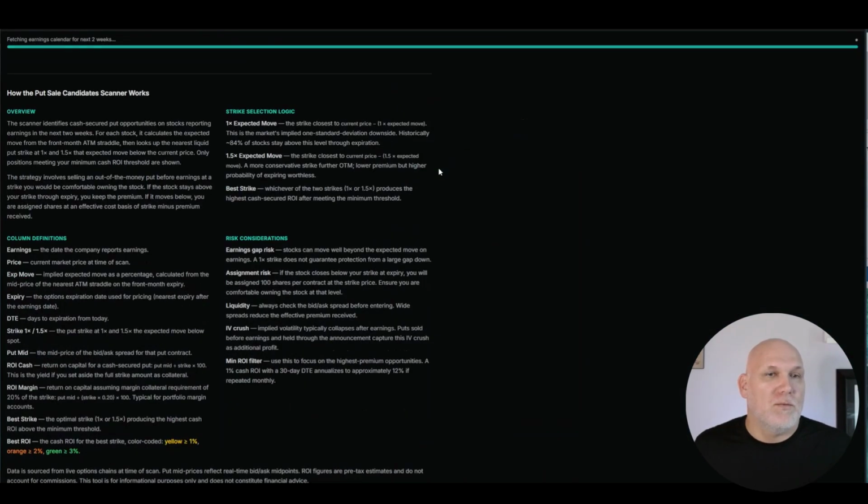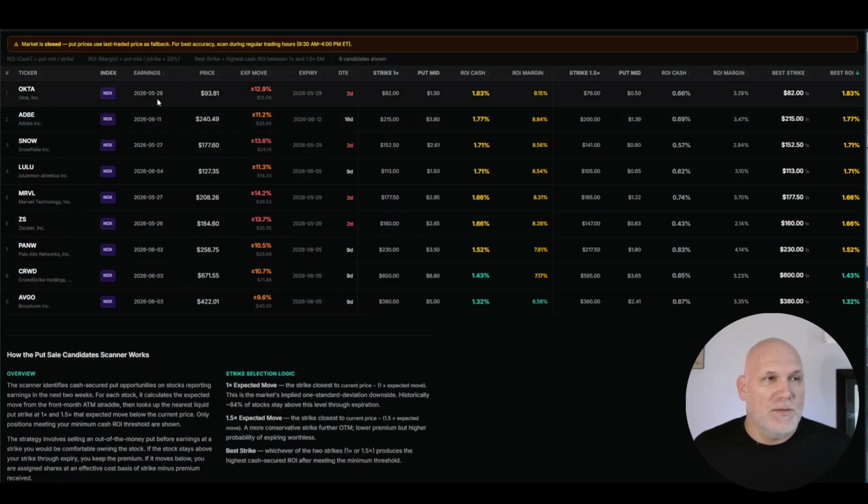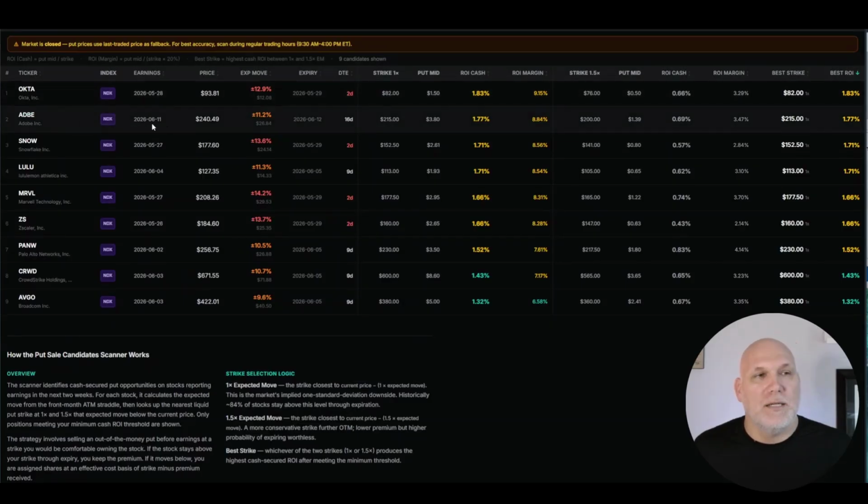Put candidates, click run scan. It's going to go out and pull live options data, and it'll tell me what earnings are coming up next and does some calculations for us. Companies that are coming up, Okta coming up on Thursday, Adobe coming up in a couple of weeks. So take a look. We'll just use Adobe for example.